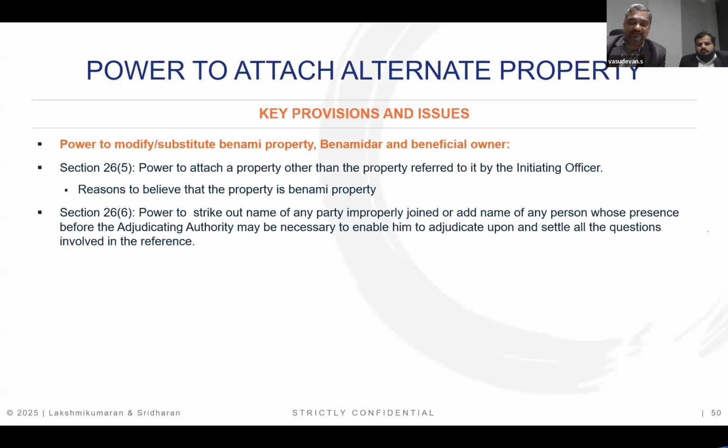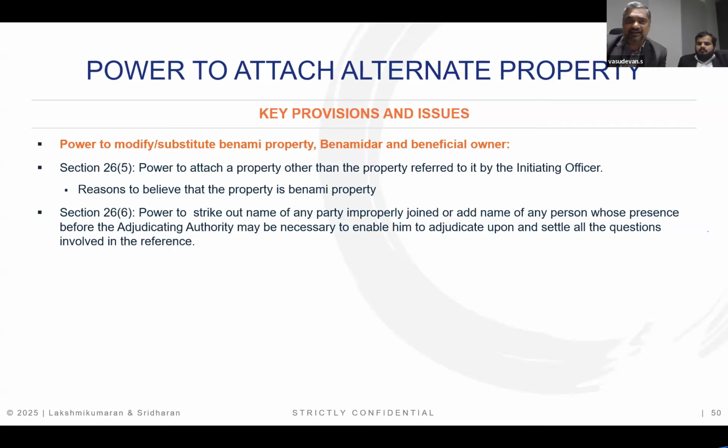Now, why I wanted to highlight this is we have come across cases where, having made a case initially, when the adjudication is taking place and the assessee comes and argues, the department realizes that their case is not likely to stand, or they have committed some very grave mistake in identifying the property or the Benamidar. They then file an application before the adjudicating authority, saying that using the powers under 26.5 and 26.6, make a totally new property a Benami property, and even a totally new person a Benamidar, in some cases even a beneficial owner.